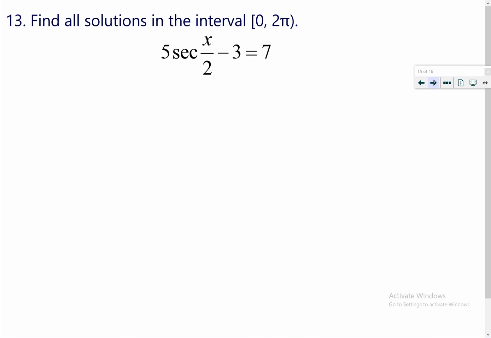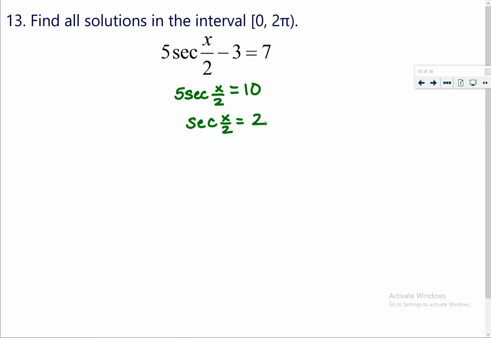Next. All right, same sort of procedure here. Angle's a little different. Okay, but we're going to get the function alone to start. So I'm going to get my secant alone. 5 secant x over 2. If I add 3, I get 10. If I divide by 5, I get 2.